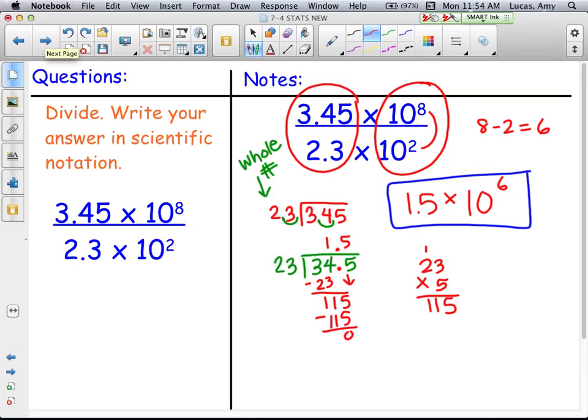And that number is written in scientific notation because 1.5 has to be greater than or equal to 1 and has to be less than 10, because it's got to be like a single digit in front of that decimal point, so it works.